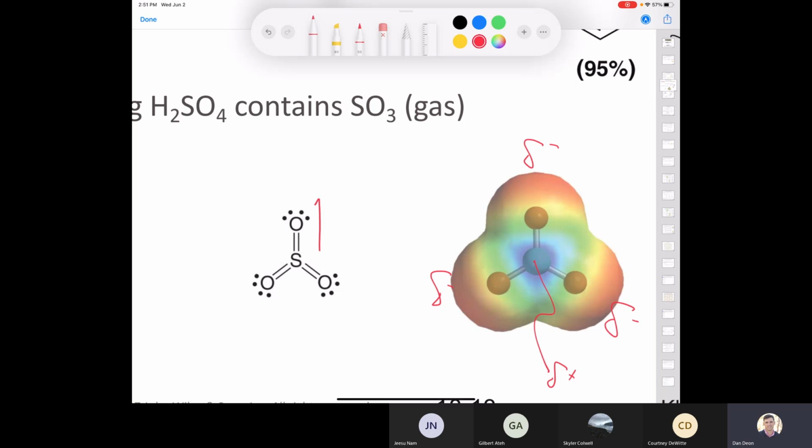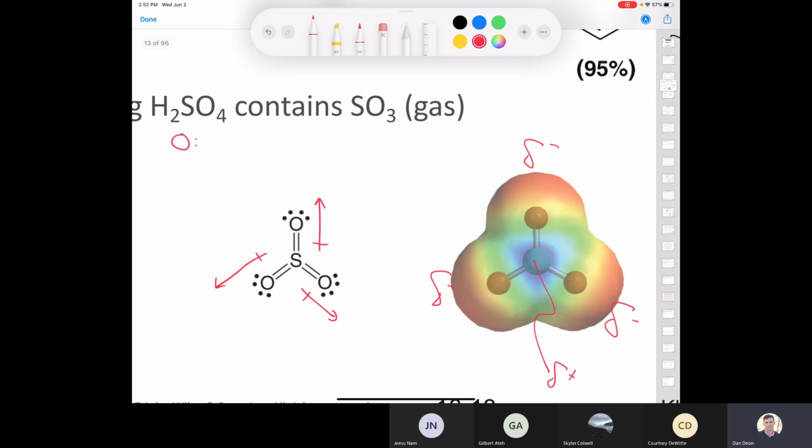So you know that there's a dipole going this way, there's a dipole going this way, and there's a dipole going that way. And just that would be enough to say, man, you've got three dipoles yanking on this thing. That thing is going to be electrophilic, right? But there's another consideration to take into account.